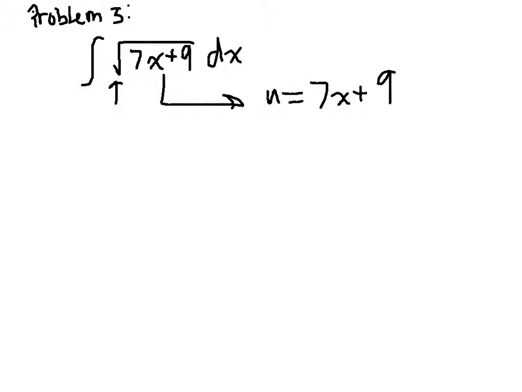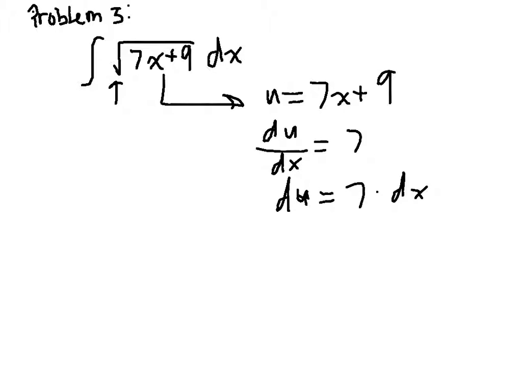Now, from this, we need to find the derivative. We need to find du dx, because we're going to be using that later in the integration. So du dx is the derivative of 7x plus 9. So this isn't a very hard step. It's 7, because the derivative of 7x is 7, and 9 cancels out. So now we need to find du, because that's what we're going to be using. We're not going to be using du dx. So du equals 7 times dx.